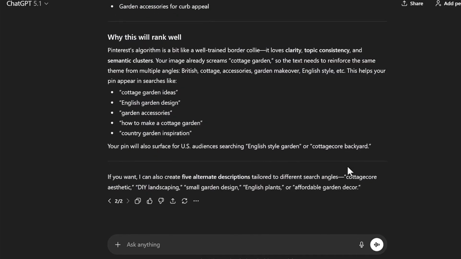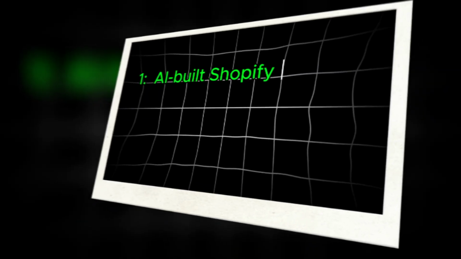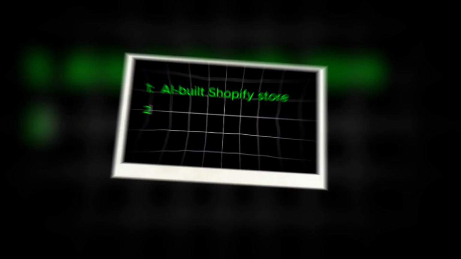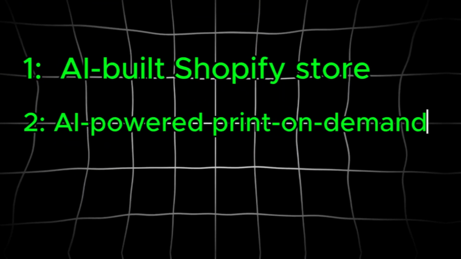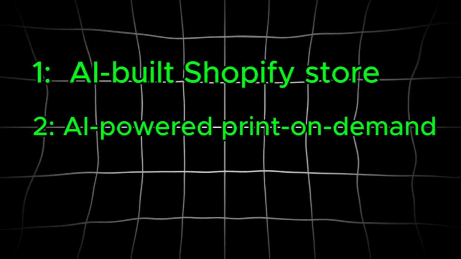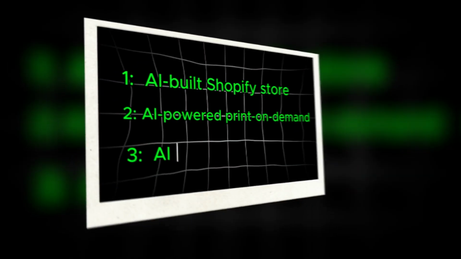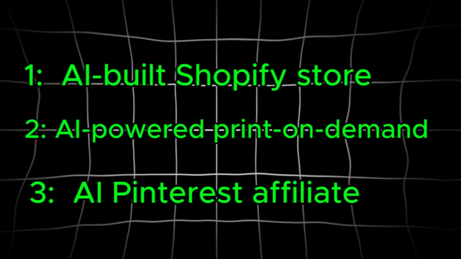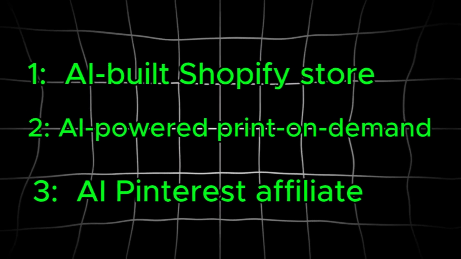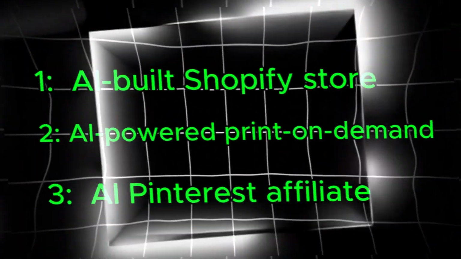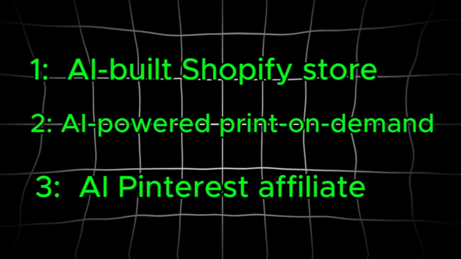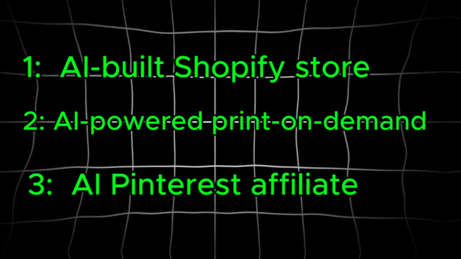Number 1. An AI-built Shopify store with full back-end automation and AI-generated influencer videos. Number 2. AI-powered print-on-demand designs promoted with simple viral-style short-form videos. Number 3. An AI Pinterest affiliate blog using AI-written articles and AI images to drive traffic and commissions. None of these are magic money machines. They all take time, testing, and consistency. But they're based on real business models that people are already using successfully. AI just makes them faster and easier to start.